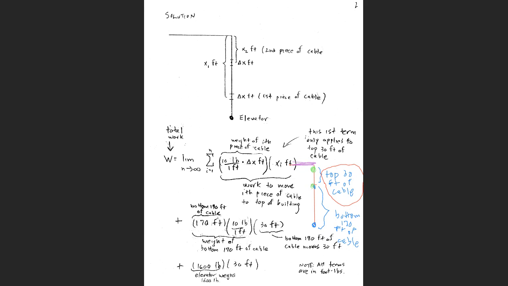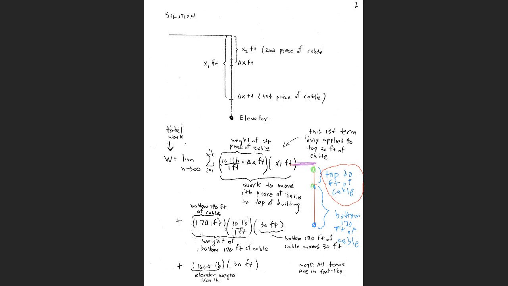Professor, I have a question. Sure. So, how do we know that the top is 30 feet and the bottom is 170? Well, the reason I'm doing this is I have to treat the top 30 feet of cable differently than the bottom 170 feet of cable. Because when you move the elevator up 30 feet, the cable moves up too, right? The top 30 feet of cable has to reach the top of the building, like on the winch. But the bottom 170 feet of cable doesn't reach the top of the building. So it can be treated like dead weight, just like the elevator.